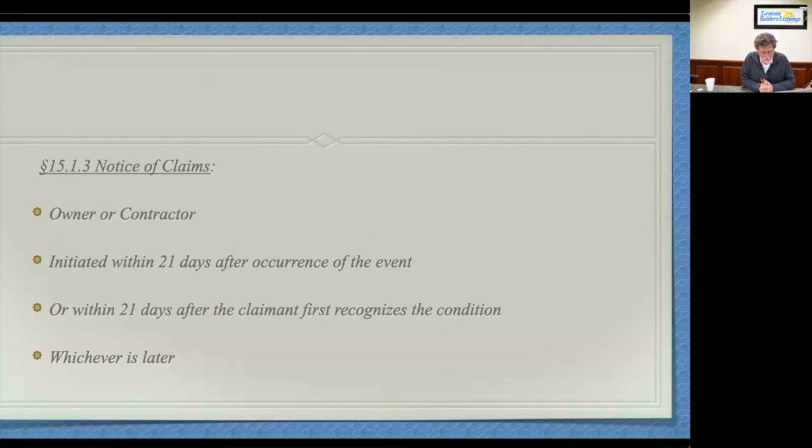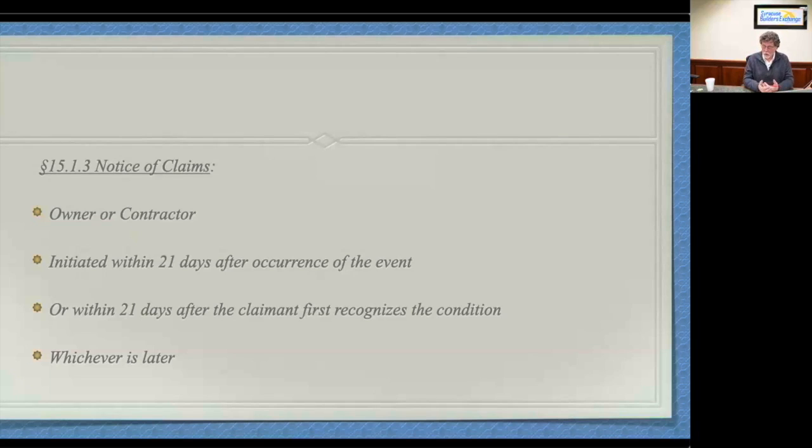And this is different than differing site condition, right? It's a different amount of time. But if you're in an extra work, plans and specs type of change, 21 days from when you first recognize the issue. If you're being delayed, 21 days from when you first recognize the issue. If you're late, you're late. And it can, and very often does, give a court a basis to deny the claim and say you don't get paid, okay? 21 days after the occurrence or 21 days after you first recognize the condition, don't play around.